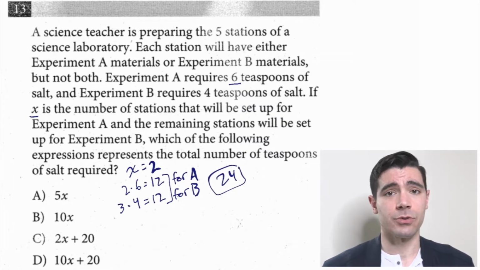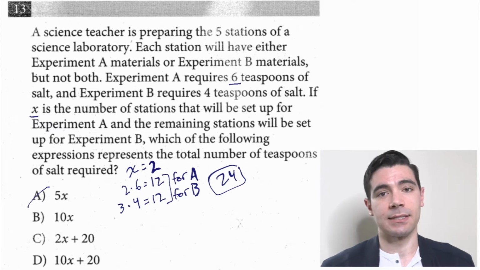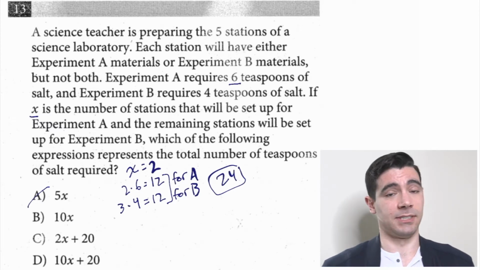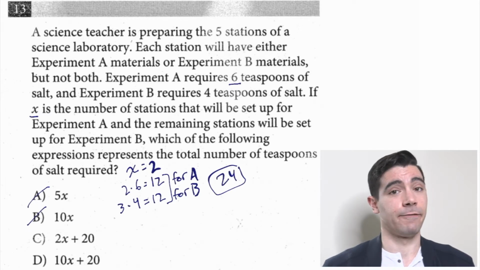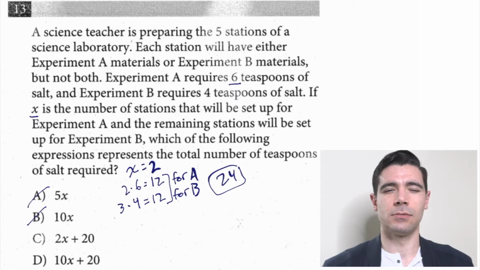Well, now we can go to the answer choices and cross off all the ones that don't give me 24 when I plug in 2 for X. Answer choice A says 5X. 5 times 2 is 10, not 24. Bye. Answer choice B says 10X, which would be 20. Still not 24. Goodbye. C says 2X plus 20, so that'll be 4, 2 times 2, plus 20. Oh, 24. Nice. We'll keep it around.